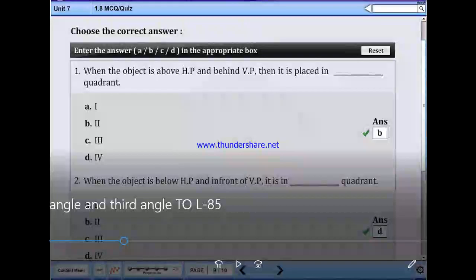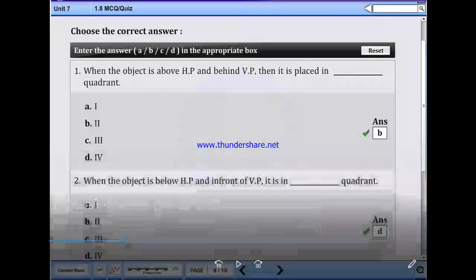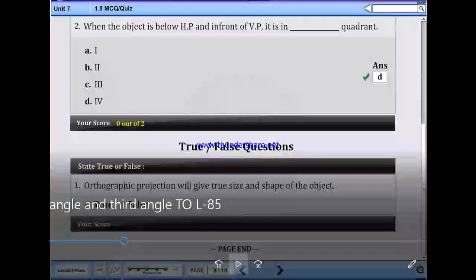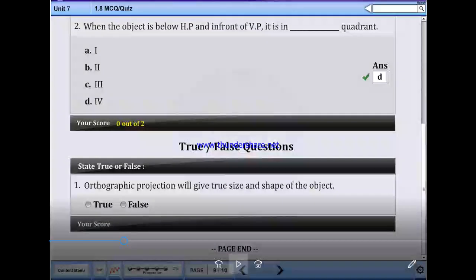Note down the discussions. When the object is above HP and behind VP, then it is called the dash quadrant, a second quadrant. When the object is below HP and in front of VP, it is in the fourth quadrant. For true or false questions: orthographic projection will give true size and shape of the object. True.